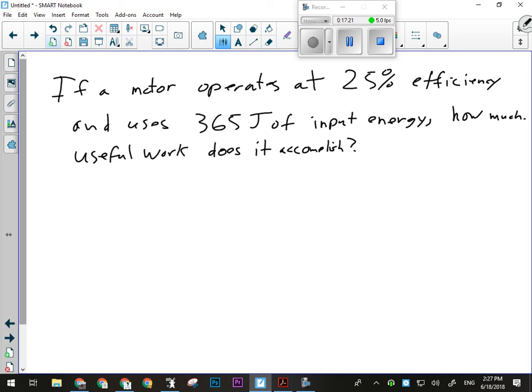Okay, so an efficiency problem. This engine or motor operates at 25% efficiency and it uses 365 joules of input energy. How much useful work does it accomplish? So what we have to remember is that efficiency equals our useful work over our input energy. Okay, so if I'm solving for useful work, I'm going to multiply the input energy by the efficiency.